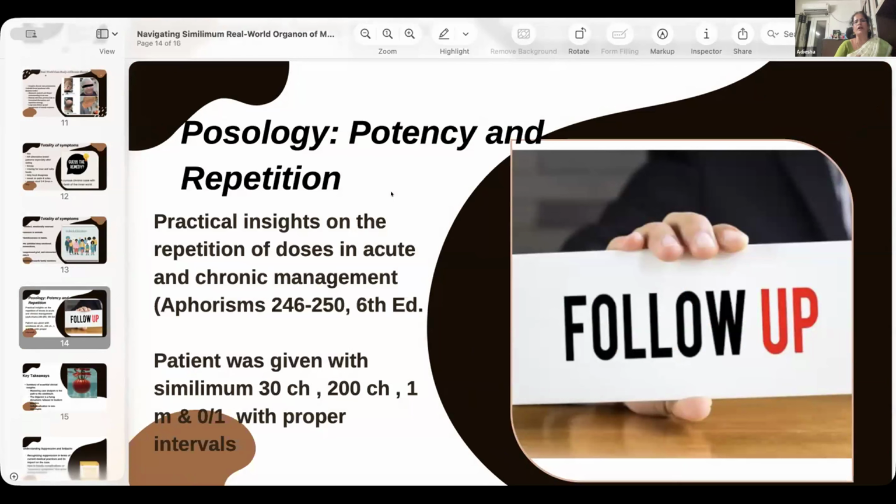According to Hahnemann's Organon, in aphorisms 246 to 250 in the 6th edition of the Organon, Hahnemann has given the guidelines with practical insights in selection of potency as well as repetition of the dosage, both in acute and chronic management.